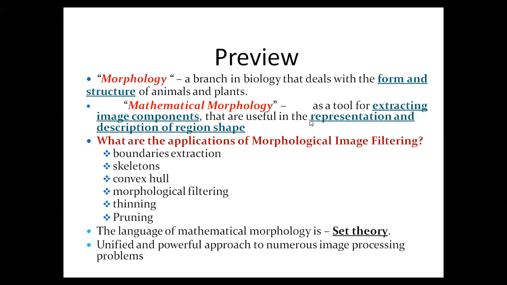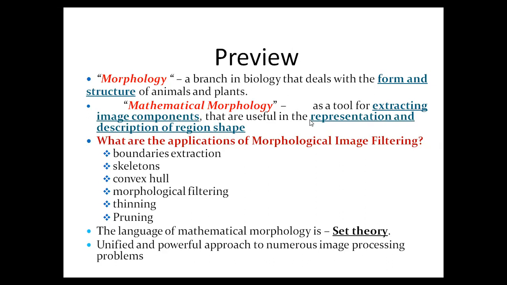Good morning. Today's topic is an overview. First, we are going to define morphology. Morphology is defined as a branch of biology which deals with the form and structure of animals and plants. When we speak about mathematical morphology, it is defined as a tool for extracting image components which are useful in the representation and description of region shape. These all deal with form and structure, and those are the things we define as morphology.